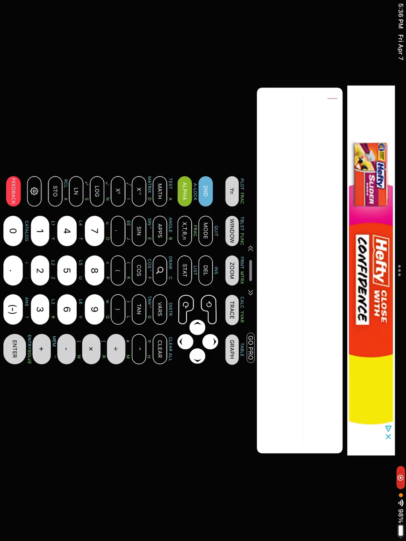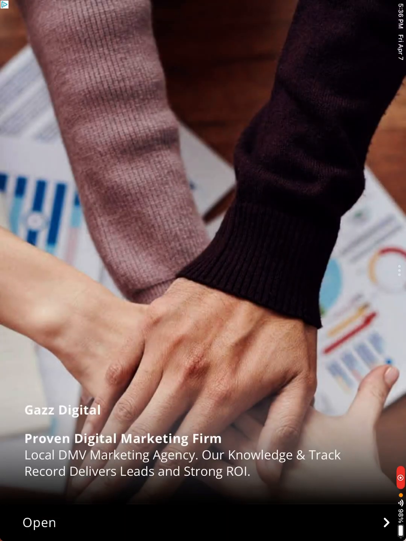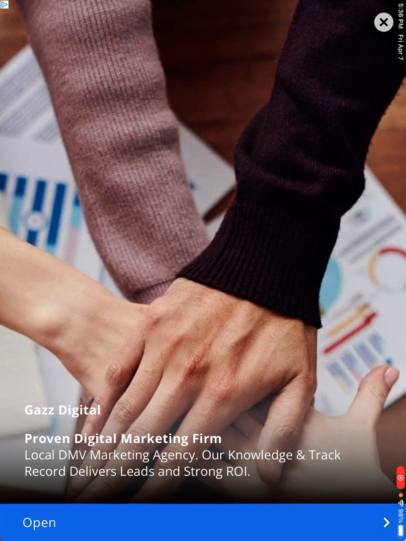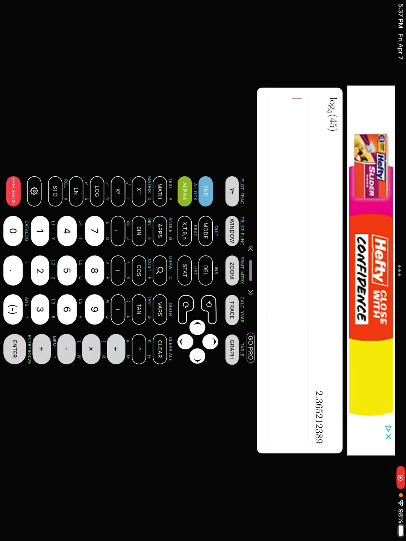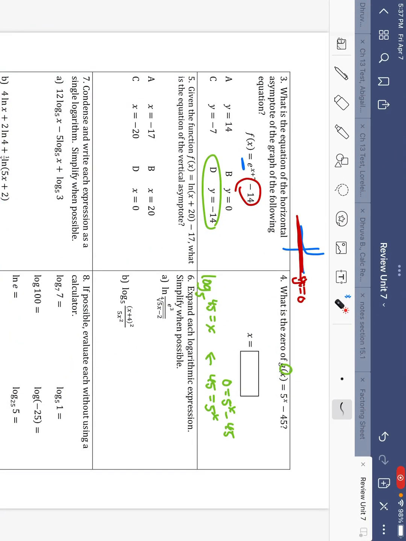So let's get out of here. I'll do my math button, find my log base. And oopsie, what happened? Oh no, guess that was an add of 45. Okay, so 2.37, let's say. And so if you did that on your calculator, that's what you should have gotten.